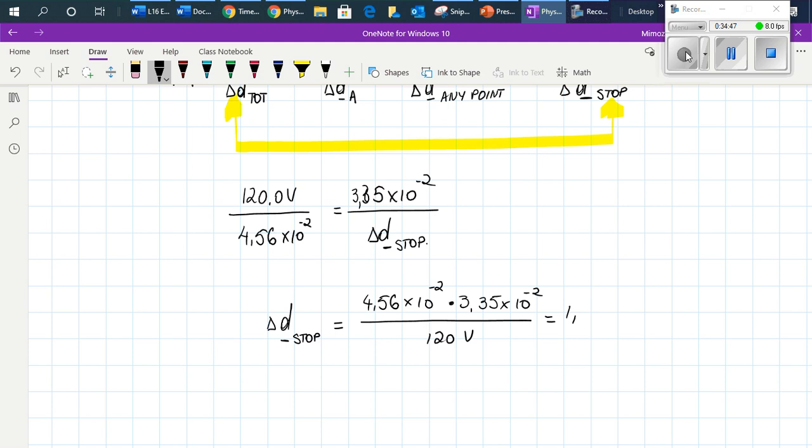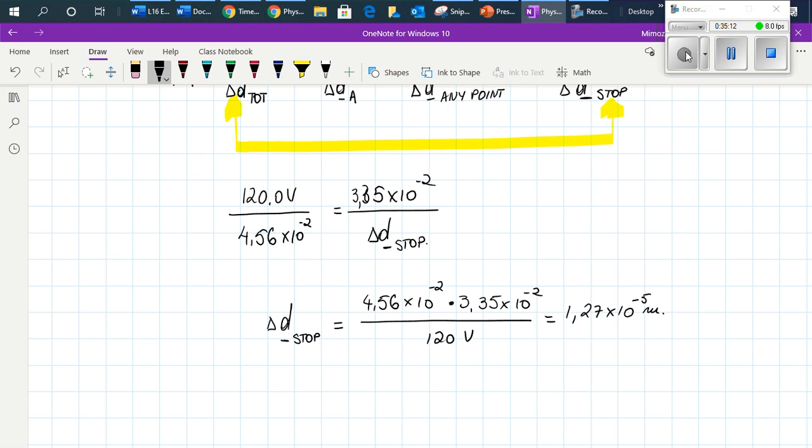I have 1.27 times 10 to the power of negative 5 meters. So this is telling us that the distance between the negative plate and where the electron, in our case the particle, will stop is 1.27 times 10 to the power of negative 5 meters.